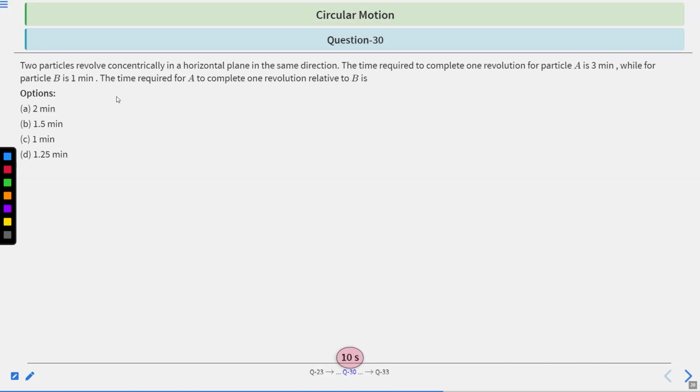Question 30. Two particles revolve concentrically in a horizontal plane in the same direction. The time required to complete one revolution for particle A is 3 minutes, while for particle B it is 1 minute. The time required for A to complete one revolution relative to B is what? Options: A 2 minutes, B 1.5 minutes, C 1 minute, D 1.25 minutes. Which one is correct?